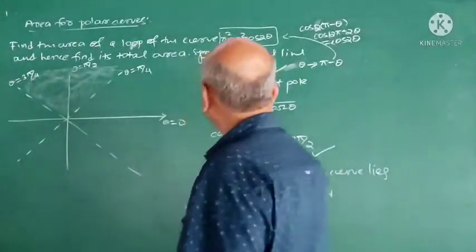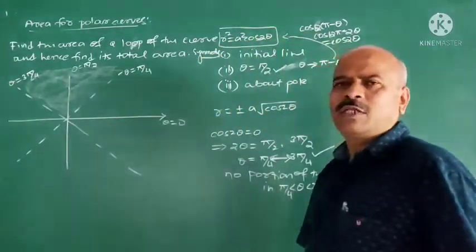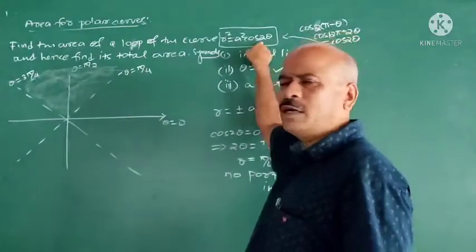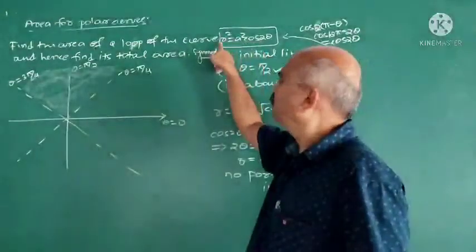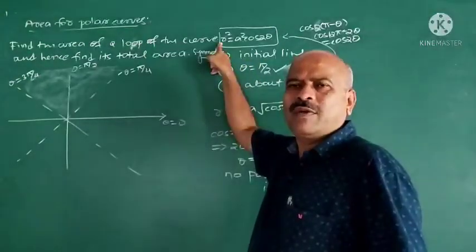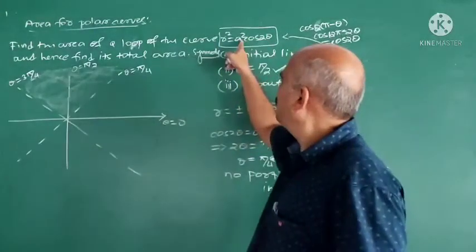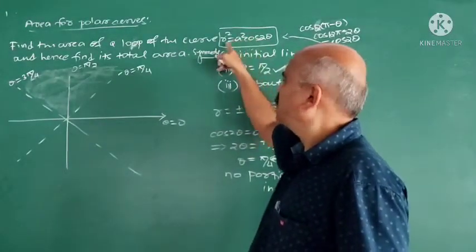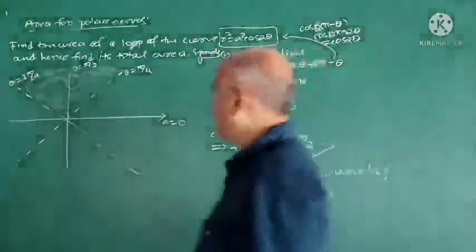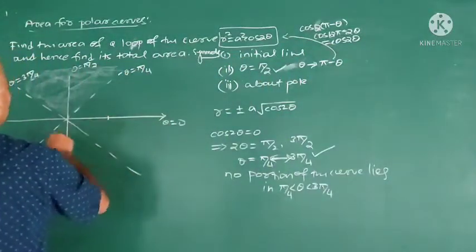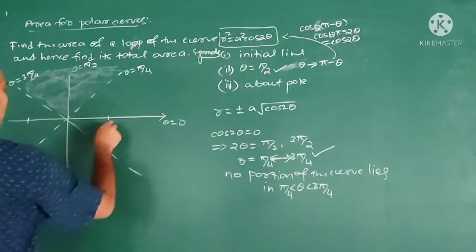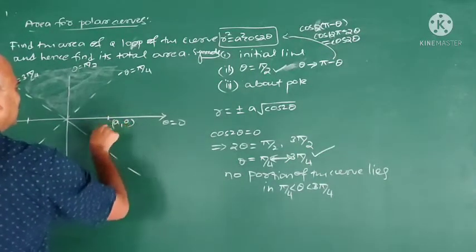Now what is the maximum value of r? Plus or minus a, because when cos 2 theta is maximum, r is maximum. When cos 2 theta is maximum, theta is 0. Theta is 0, you will get 1. So r square is a square, r is plus or minus a. So this is the maximum value. By symmetry, this is the maximum value. It is (a, 0).